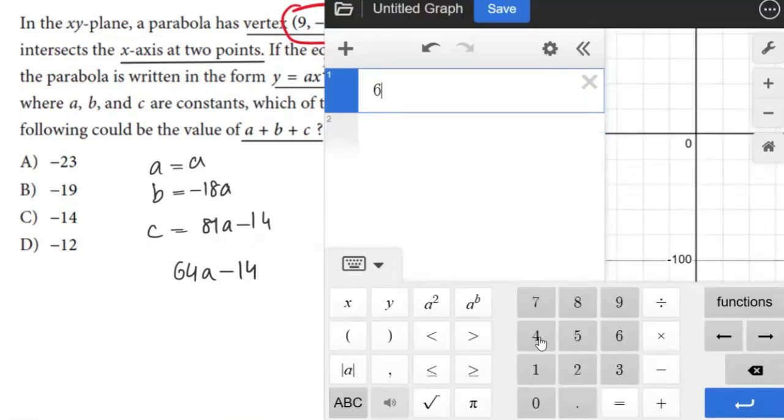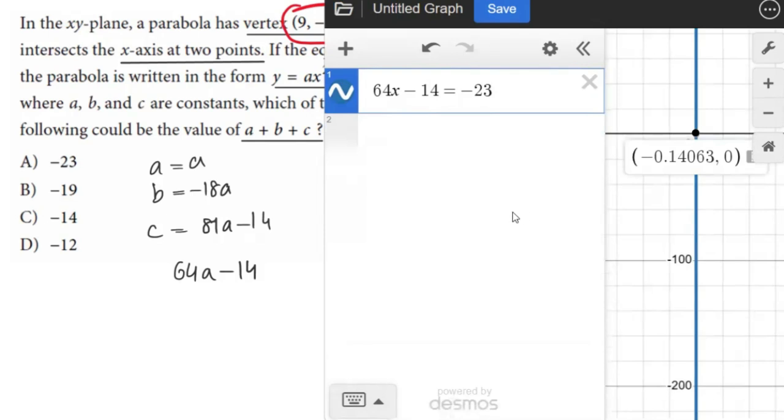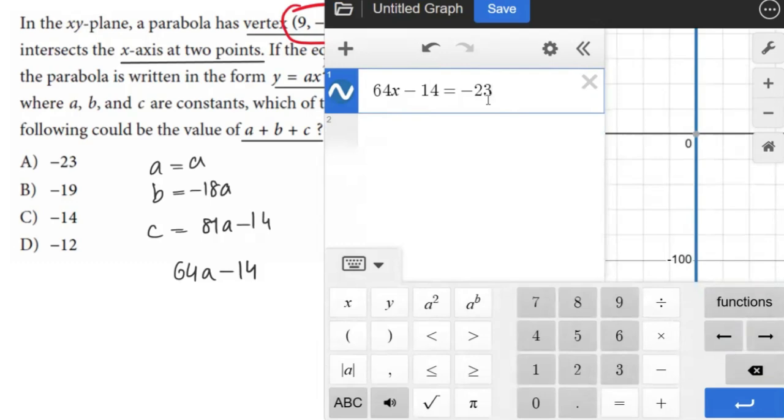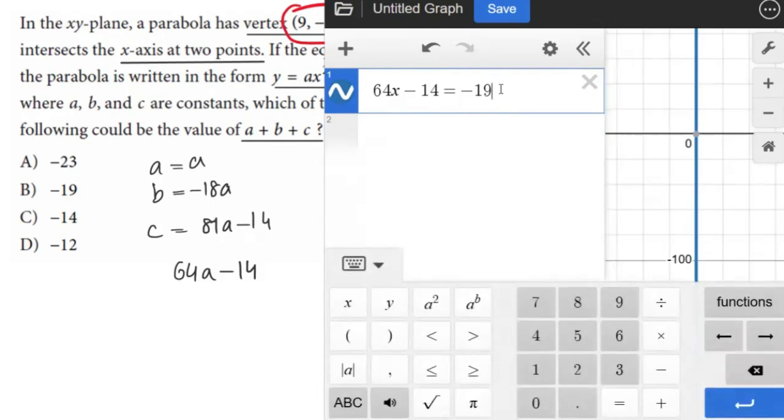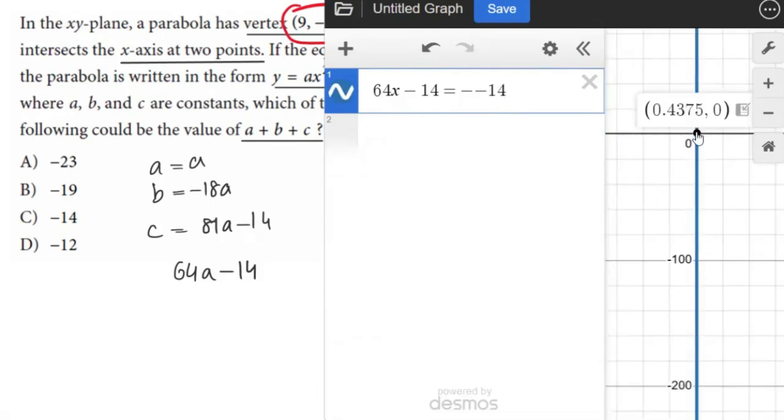So let's put 64a minus 14 equals minus 23. And what's the solution? Oh, it's a negative value. So a should not be negative. Okay, so A is incorrect. If I put it as minus 19, you can check the solution. It's still a negative number. So if I put it equal to minus 14, this will be a 0.43.